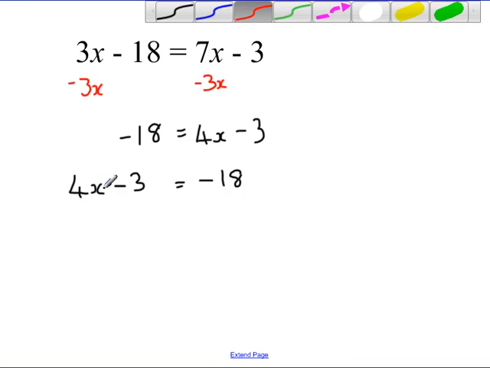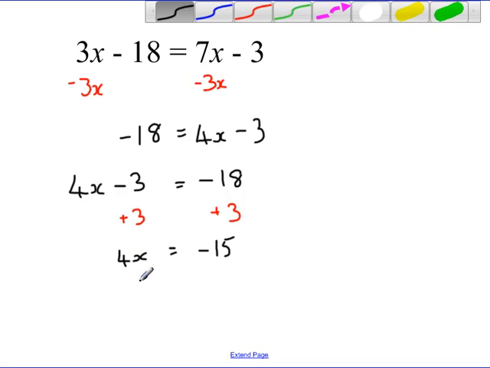So now we want to get this 4x on its own, so the minus 3 has got to disappear, so the opposite of taking away 3 is adding on 3. So again we add 3 onto both sides, and that is now going to give us 4x. The minus 3 plus 3 disappears, so it's just 4x on its own, and that equals minus 18 plus 3, which is minus 15. And now 4x is minus 15.